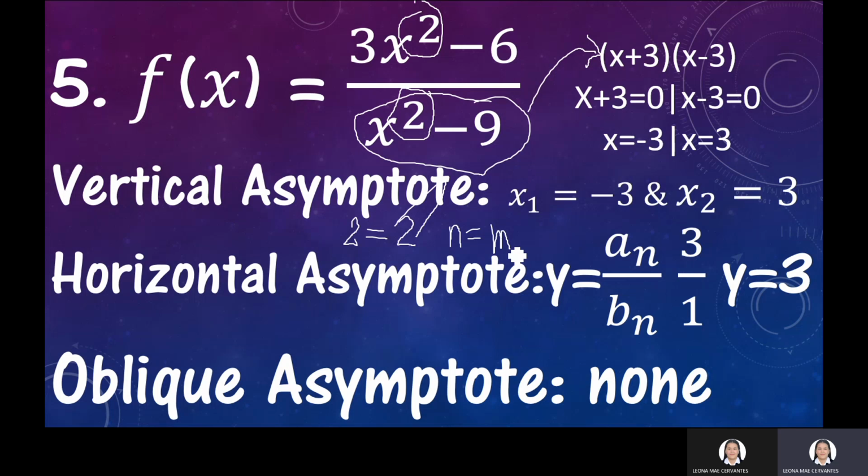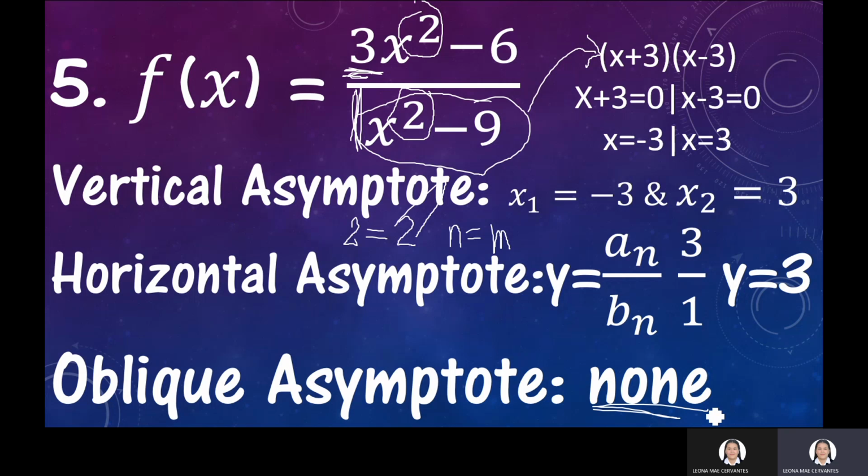Okay? If n is equal to m, y is equal to a sub n over b sub n. So, a sub n, the coefficient of the numerator, is 3. The coefficient of the denominator is 1. So, we have 3 over 1. Simplify. 3 over 1 or 3 divided by 1, y is equal to 3. Okay? Oblique asymptote, since we have a horizontal asymptote, the oblique asymptote is none.